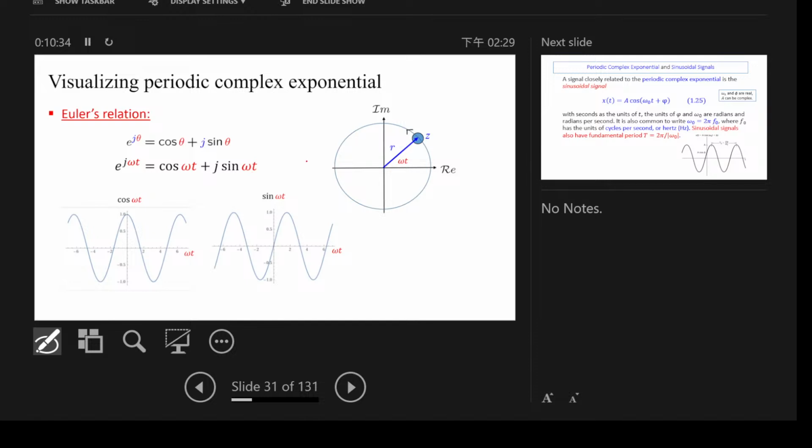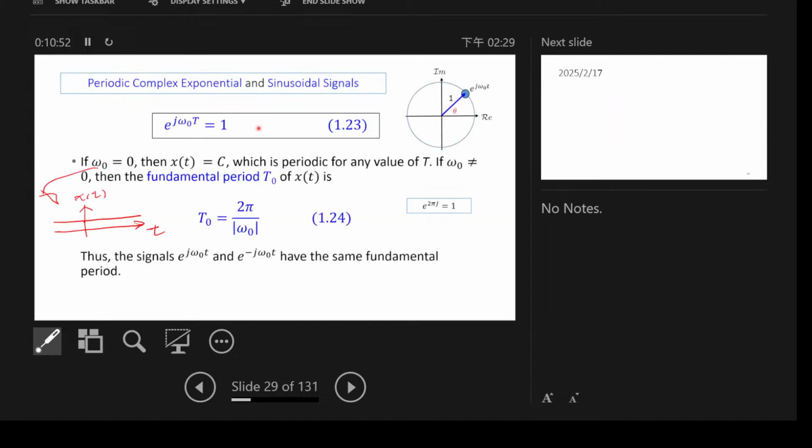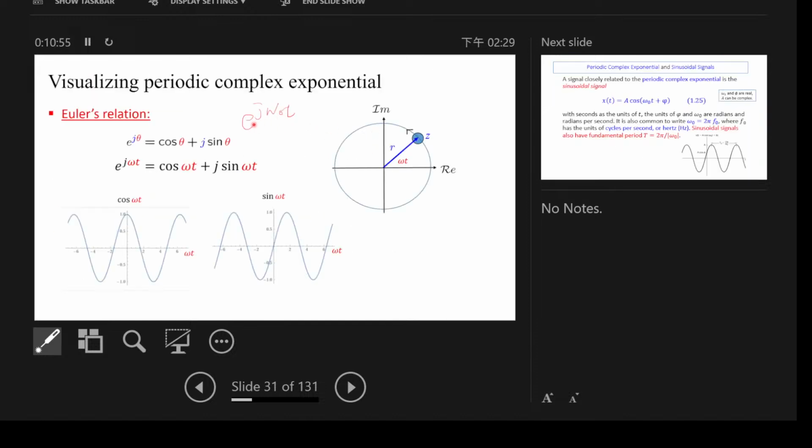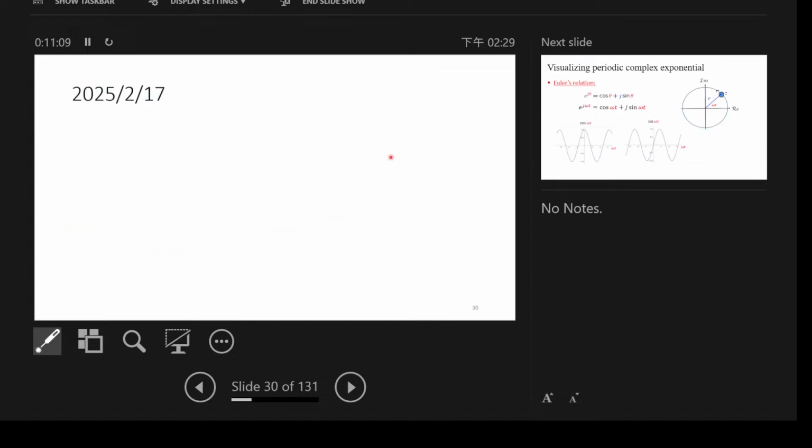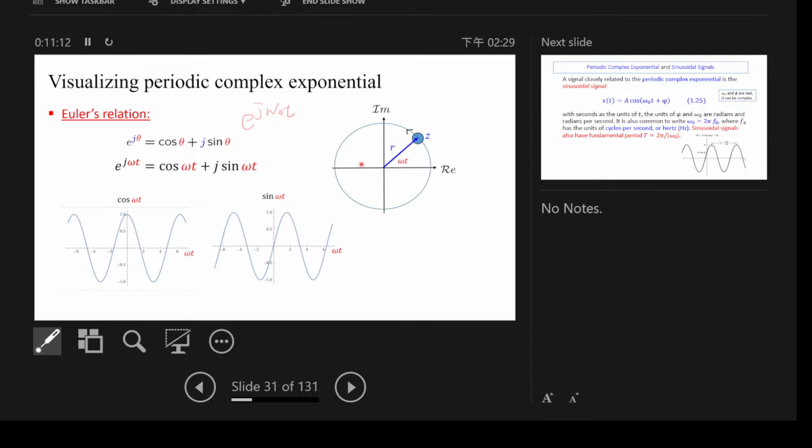Our function is e to the j omega 0 t, and we think about what this value looks like on the complex plane. It's walking on this circle, because it will be a complex number with radius 1 and with the angle theta equal to omega 0 t. I guess we omit the 0, so e to the j omega t, and omega t will be theta.